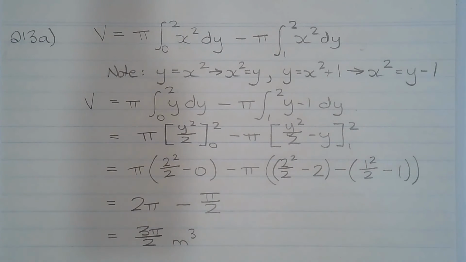Applying the limits of integration, we have pi multiplied by 2 squared over 2 minus 0, minus pi multiplied by (2 squared over 2 minus 2) minus (1 squared over 2 minus 1). And that evaluates to 2 pi minus pi over 2, which equals 3 pi over 2 cubic meters.